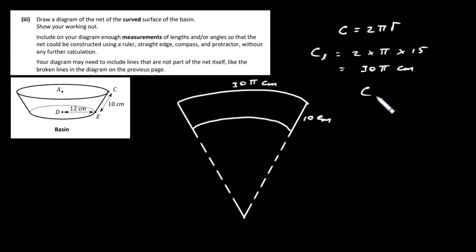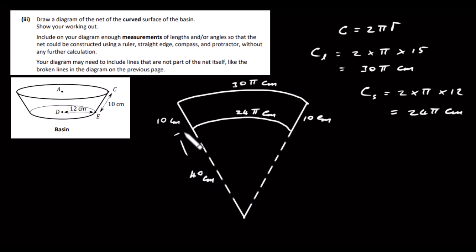The circumference of the small circle is going to be 2 times pi times 12. So that's just 24 pi centimeters. So here is going to be 24 pi centimeters. Now the last thing we're going to calculate here is the angle, this angle here. The way I'm going to do that is, I know that that's 10 centimeters there, and this is 40 centimeters down along here.